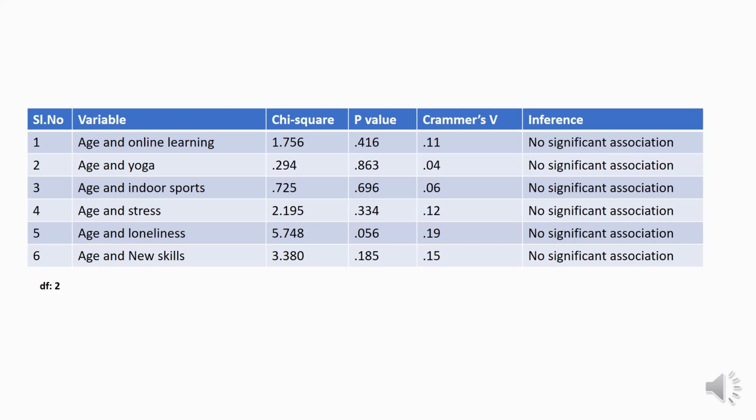Cramer's V value equals 0 when there is no relationship between variables, and it is 1 when there is a strong relationship. Here we can see that age and loneliness have the highest Cramer's V value, that is 0.19. So they are more related than the others, but not enough according to the required values.